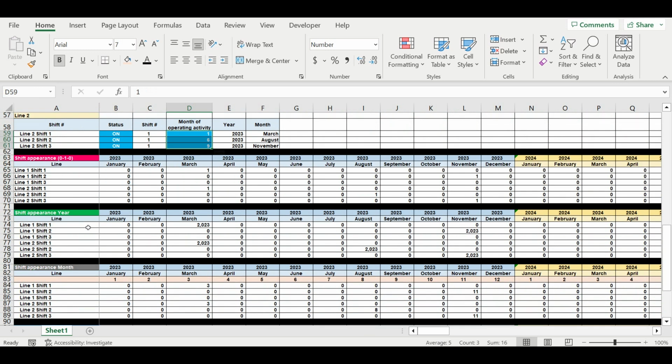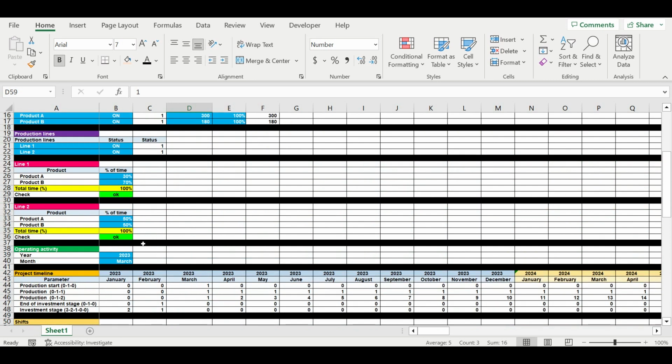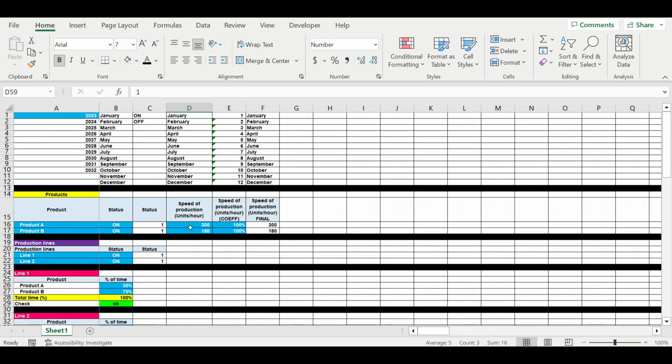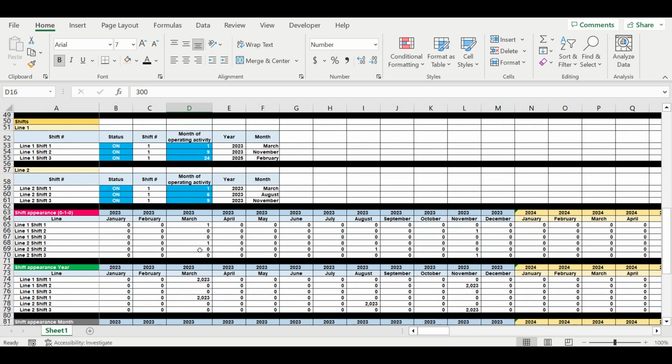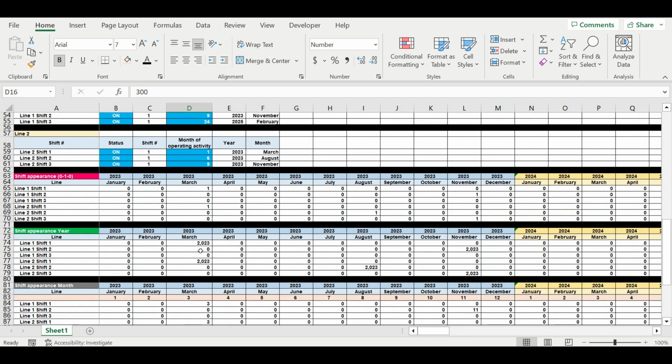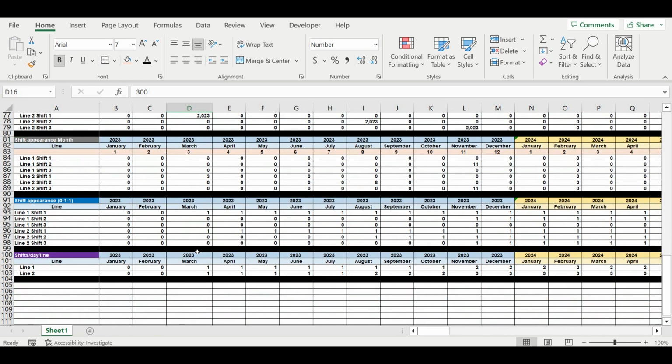But what we will be doing today is focusing on time, because we need to calculate the amount of hours, since the speed of production is nominated in units per hour. So we need to calculate the amount of hours monthly. Then we will be able to allocate these monthly hours between products, and then we will create the production plan.